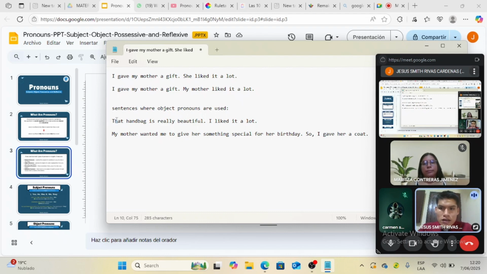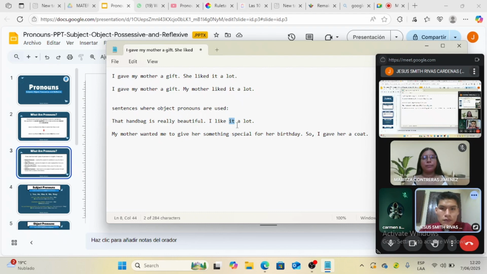For example, here you can see two sentences. The first one is, that handbag is really beautiful. I like it a lot. We can see here an object pronoun. The object pronoun here is it.